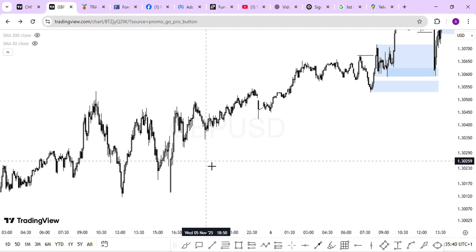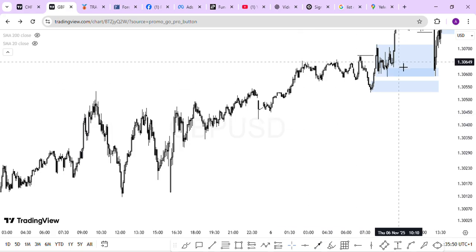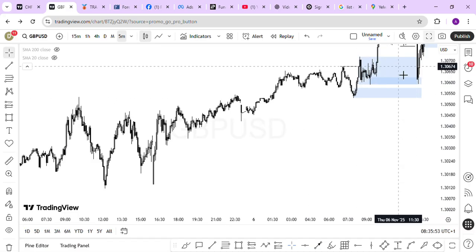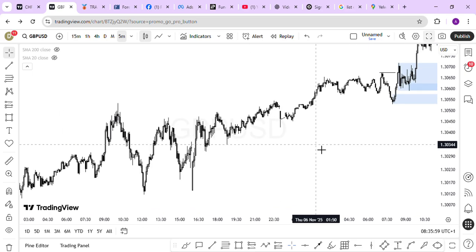Okay, hello guys. So in this video, let's do quick structure mapping, and I believe this will also open your eyes to see how things work. So I want you to see this. This is GBP USD 5 minutes time frame.